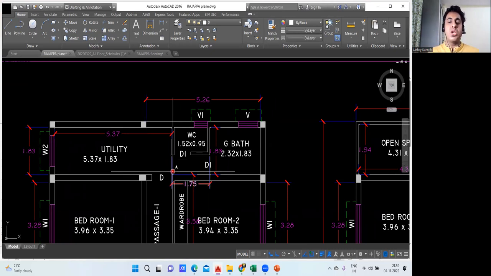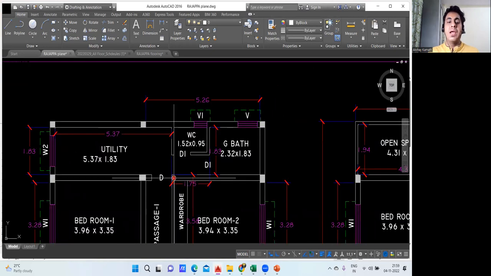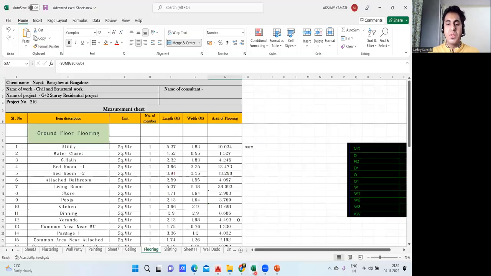So you go to the market, you check which brand you want. If you want the Kajaria brand, you see the cost of that. And now this is the area I have. This area is 10.034. And let us say the tile size is 300 mm by 300 mm. Okay, let us consider the tile size is 300 mm by 300 mm.